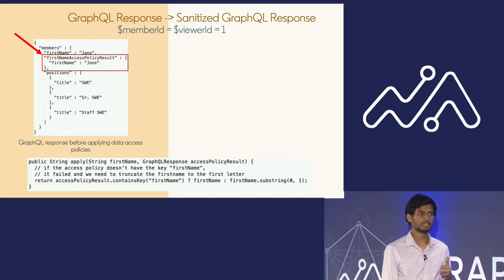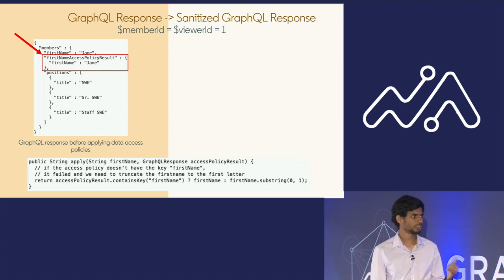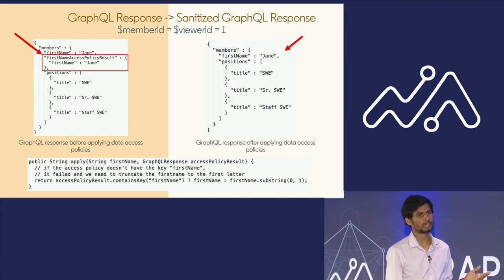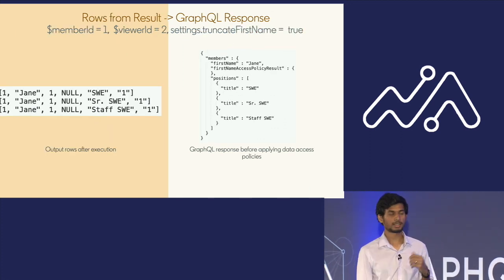So what happens when this UDF receives the access policy result is it can see that first name exists in this access policy result. So it just returns the first name as is, and we have the output. And we can send this back to the client. Let's look at another example.